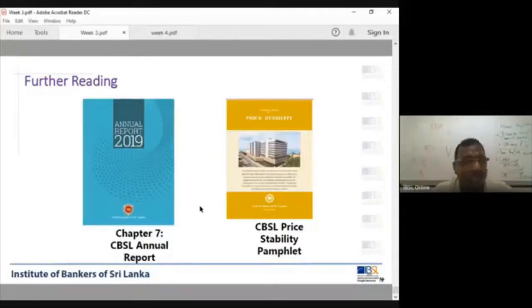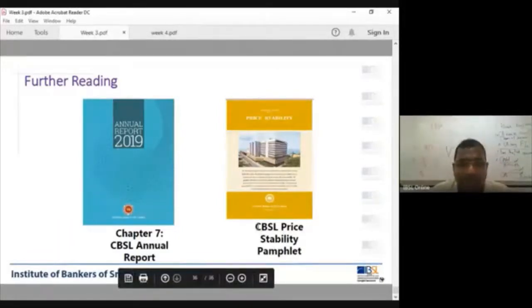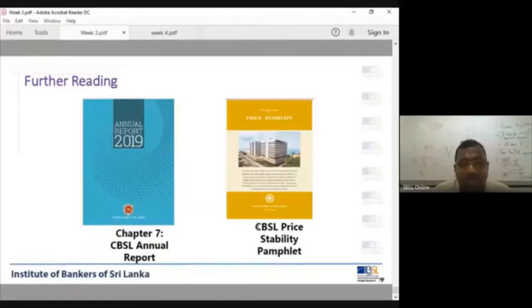What is the movement of money right now? How the credit is moving in the economy? You should have some broad idea on those things. For that matter, it's really important to look at the annual report. So I really recommend you read chapter 7 of the annual report. And also there is a publication of the central bank, the price stability pamphlet. That is also some additional reading which will help you to understand this concept very well.